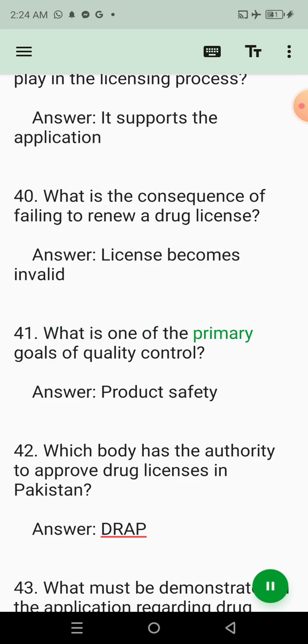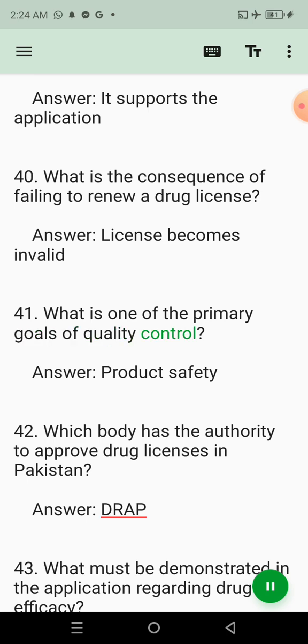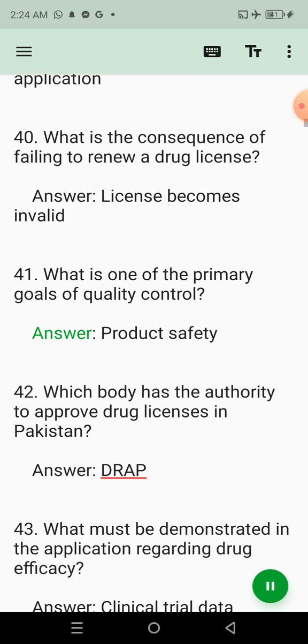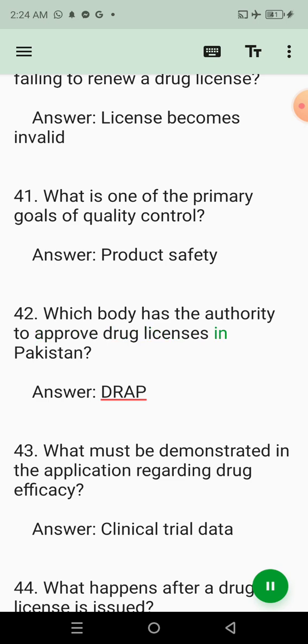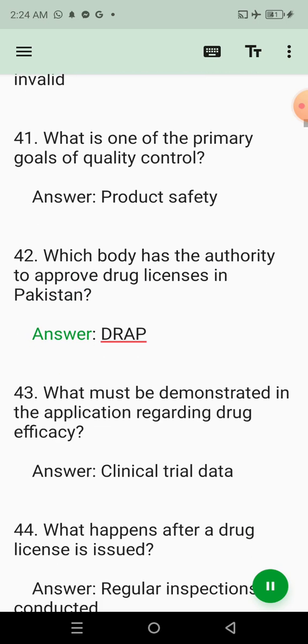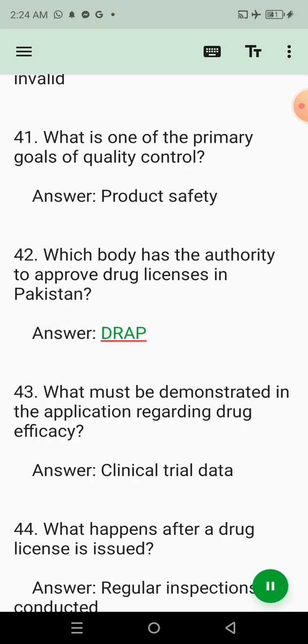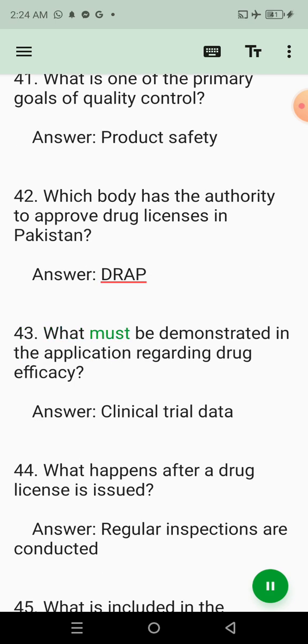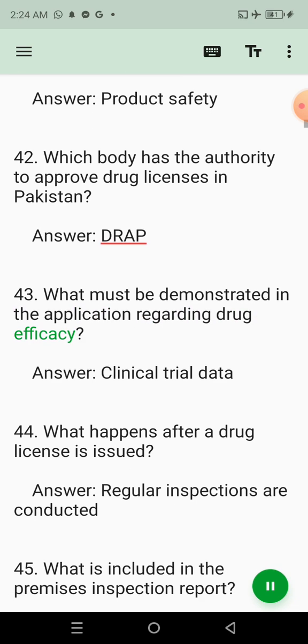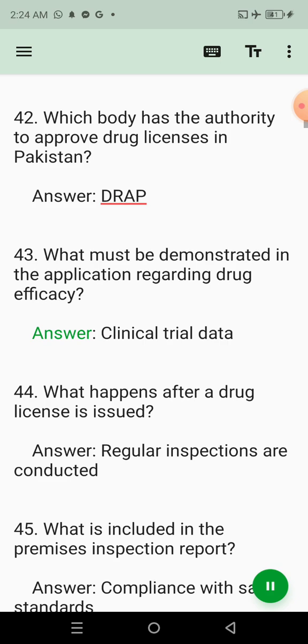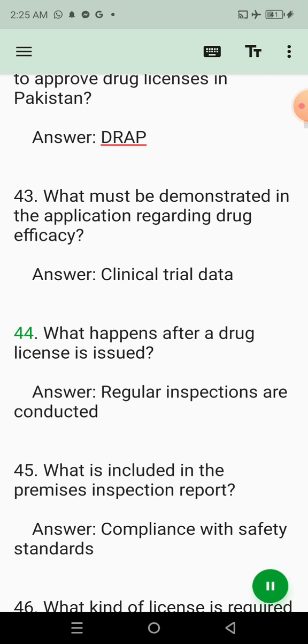41. What is one of the primary goals of quality control? Answer: product safety. 42. Which body has the authority to approve drug licenses in Pakistan? Answer: DRAP. 43. What must be demonstrated in the application regarding drug efficacy? Answer: clinical trial data.